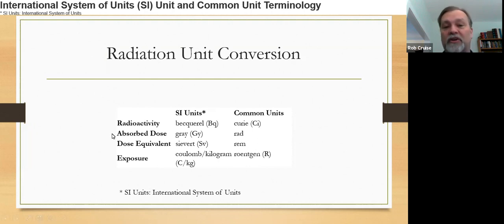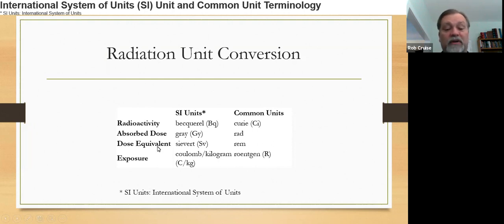Okay, the absorbed dose. Absorbed dose means in your patient. So the absorbed dose is the rad, and the newer SI unit is the gray. Now, the absorbed dose for the patient and the dose equivalent are the same volume of units.